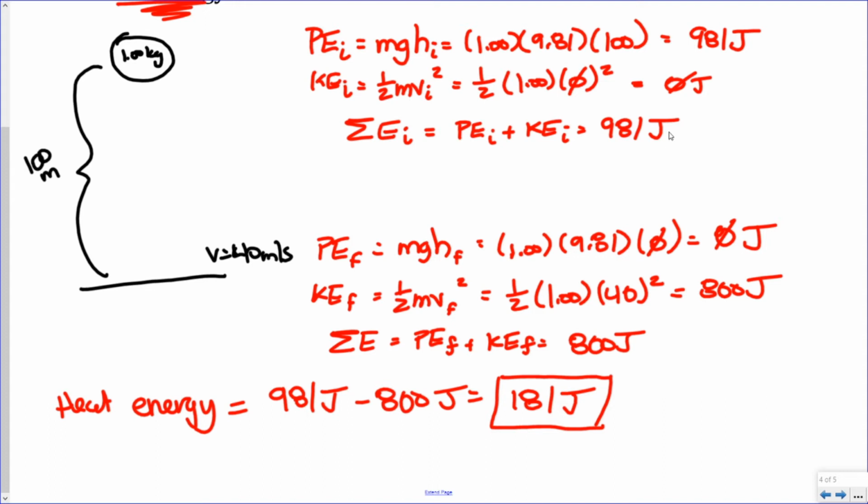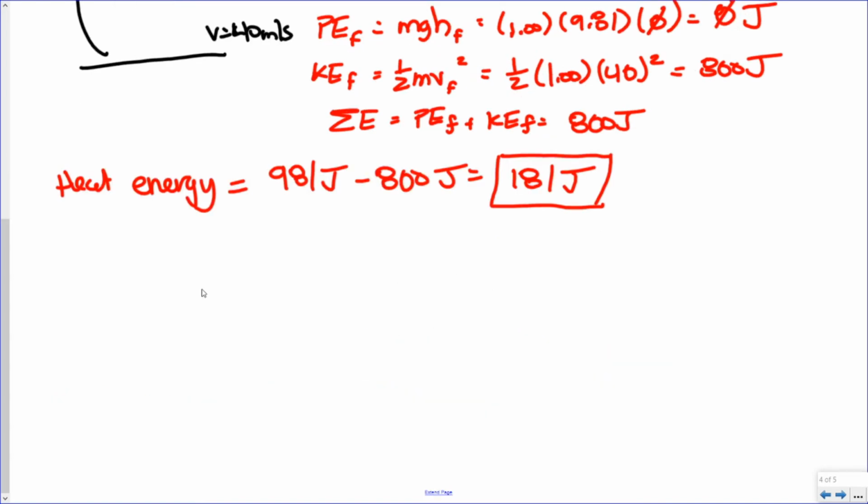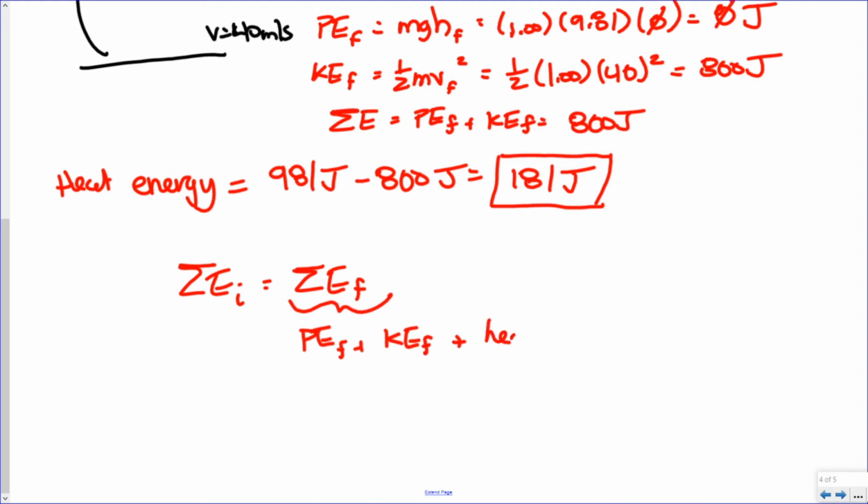So my initial and my final are going to be equal. Notice here I didn't put EF because this is not my final. If you wanted to, you could say your total energy initial is going to be equal to your total energy final, which in this case would be your potential energy final plus your kinetic energy final plus the heat energy in the air.